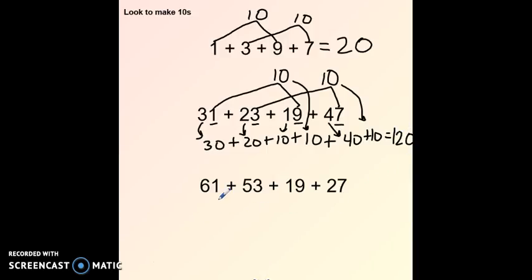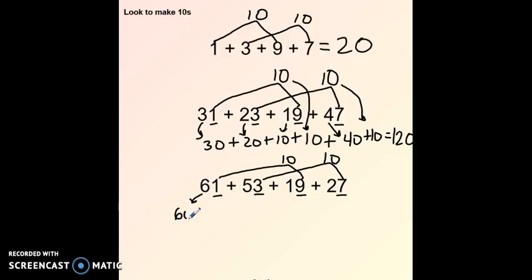We'll look at one more problem. Here we have 61 plus 53 plus 19 plus 27. But again, we're going to look at our ones. And we're going to look to make groups of 10. So here I have a 1 and a 9, which makes 10. And here I have a 7 and a 3, which makes 10. Now let's add up what we have.